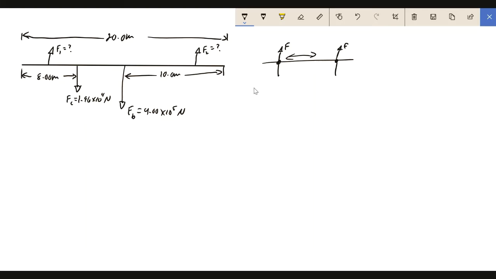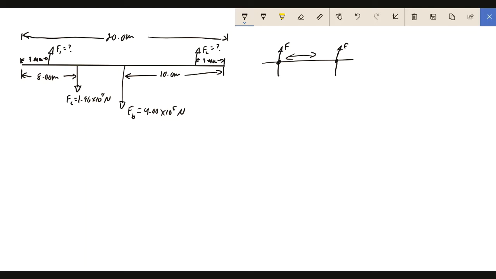It said that these supports are 3 meters from the end, so this is kind of small, but I'm going to squeeze in 3 meters on both sides here. All right, you get the idea.